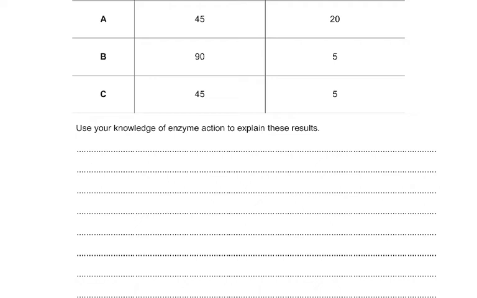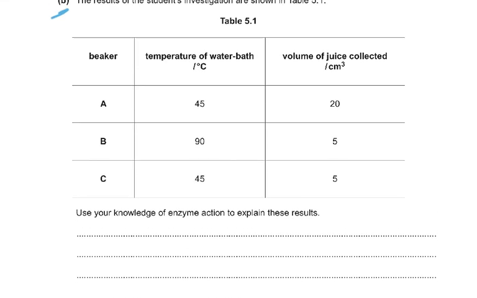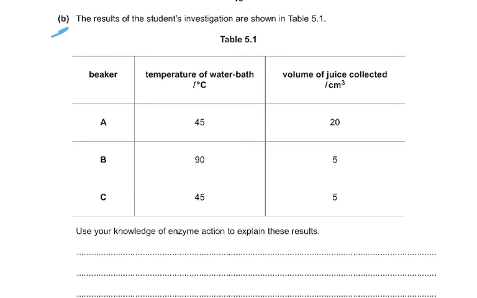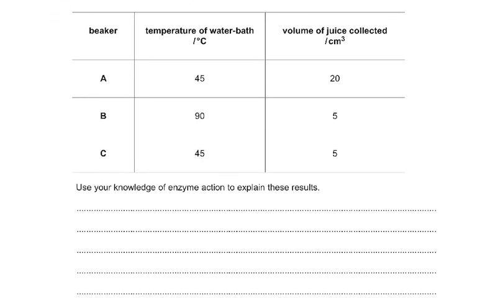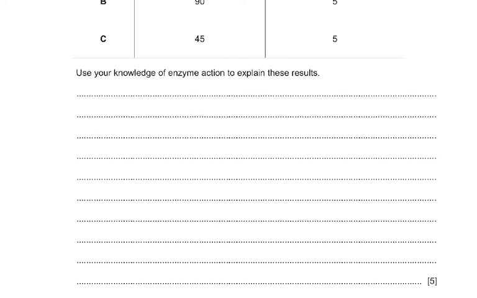B had less juice. Beaker A at 45, enzyme is working, very effective collisions. Beaker B at 90 degrees, enzyme has denatured, or you say the shape of the active site is lost. So in beaker B at 90 degrees the enzyme got denatured and the shape of the active site was lost and the substrate no longer fits. So we had to explain what? You had to explain the results of the investigation as shown in table 5.1. Use your knowledge, and this was another 5 marks.